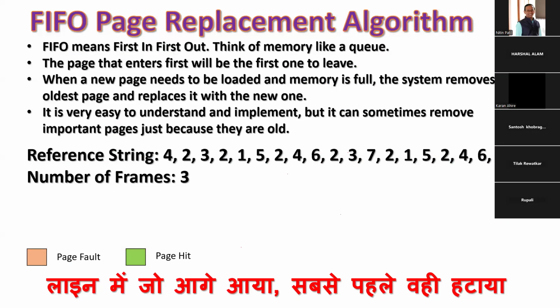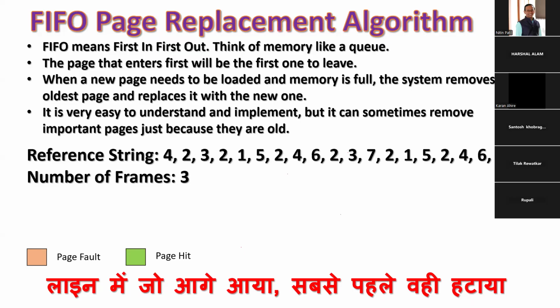Okay, so let us say I have the page reference string given as 4 2 3, 2 1 5, 2 4 6, 2 3 7, 2 1 5, 2 4 6 3 2. The number of frames is 3. Now let us see how exactly it works. As the pages are processed one by one, as we stated, there are 3 frames. So you can see I have specifically used the color boxes to show what is a page fault and what is a page hit.